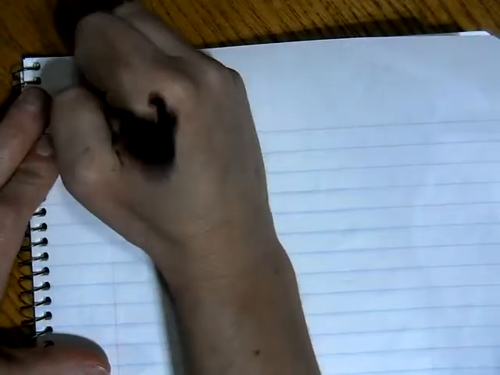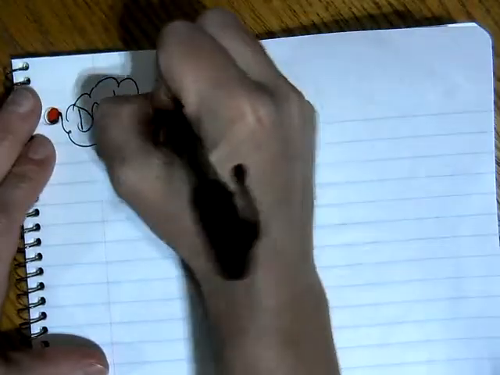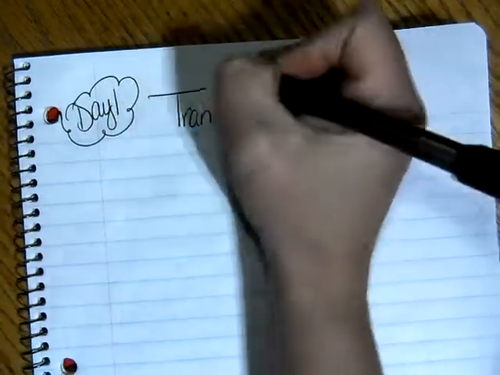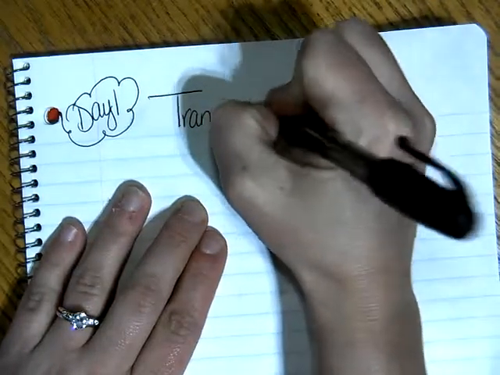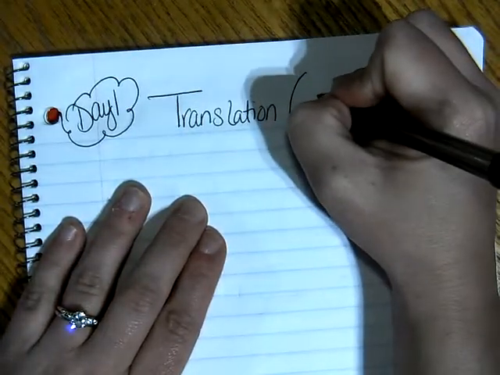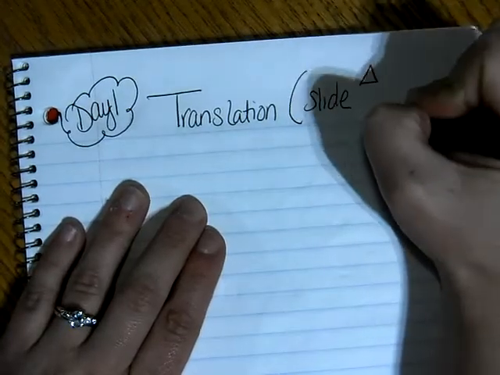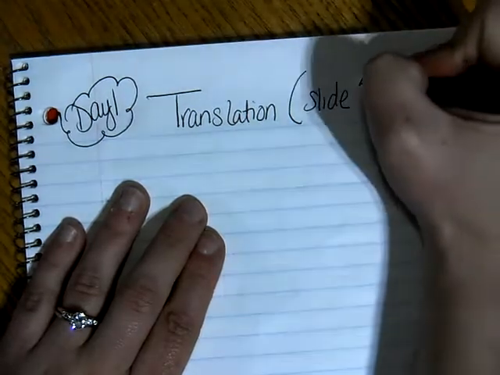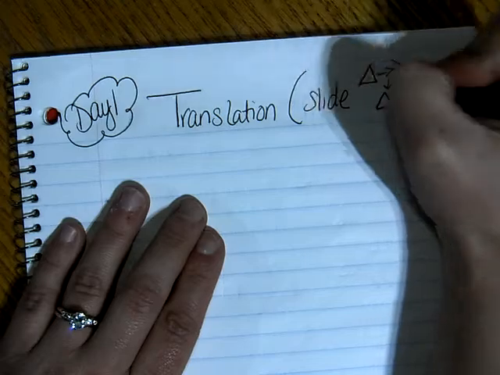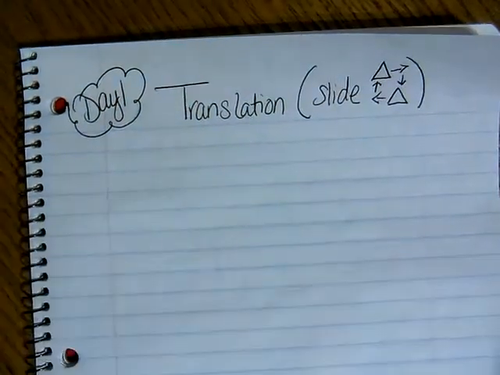So this is unit 2, day 1, called translation. And a translation, once again, is where you slide. It's where you're taking one image and you're sliding it to another location. You're shifting it to the left or down, or maybe you're going right and up. It is a slide.